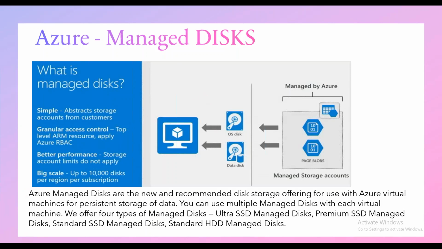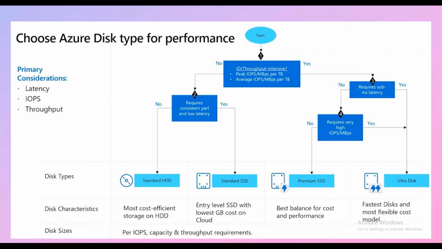Within the disk category, you will be asked to choose the right disk for the business application or the customer workload. The primary considerations will be around these three areas: latency, IOPS, and throughput. Capacity and security requirements will definitely come into place, but these are the three essential things you need to consider when you choose the disk type.